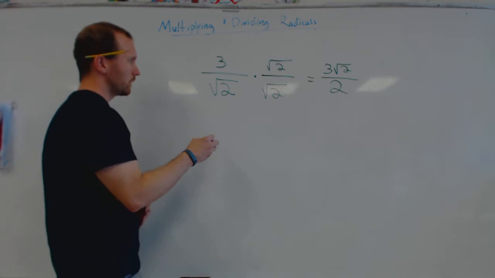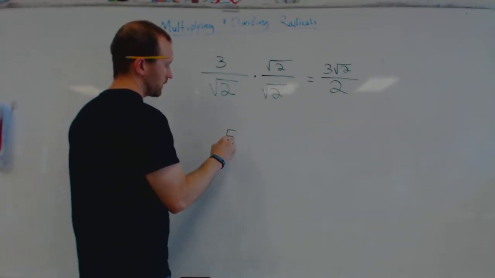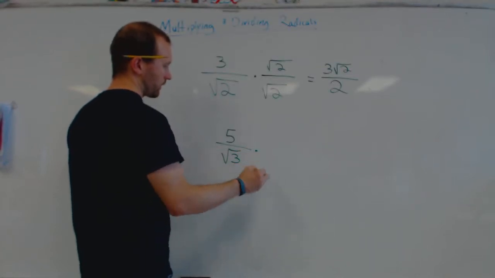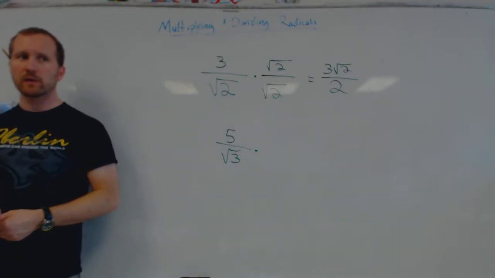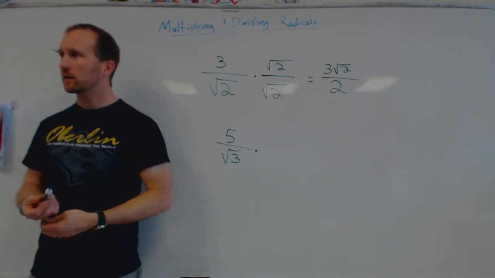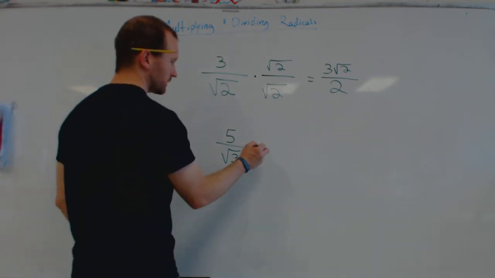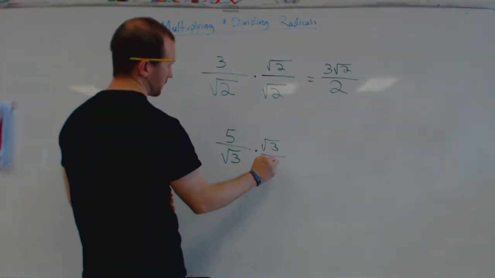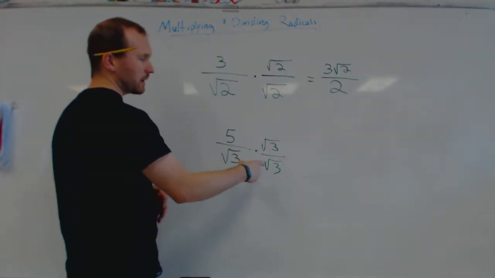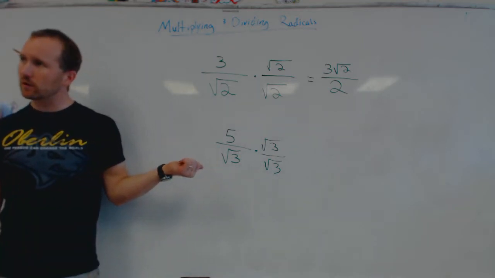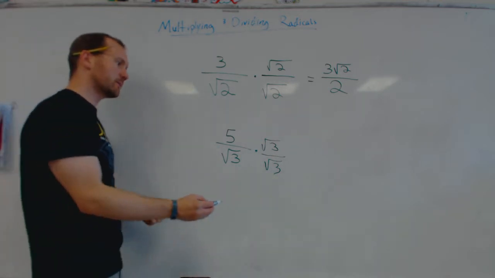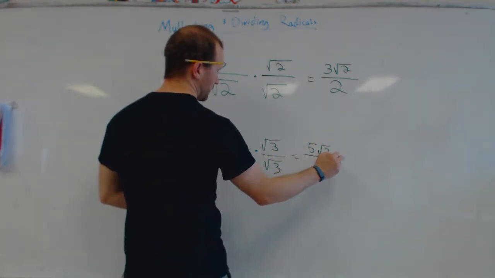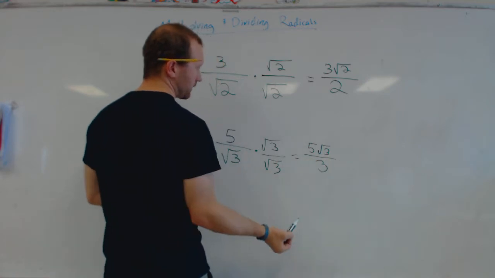Alright, so what if I had something like this? 5 over the square root of 3. I'll give you a hint. I'm going to multiply that times something. The square root of 3 over the square root of 3. So again, multiplying times 1, I'm not actually changing my number. I'm just changing how it looks. Up top, I've got 5 square roots of 3. Down bottom, I've got 3. And I'm done.